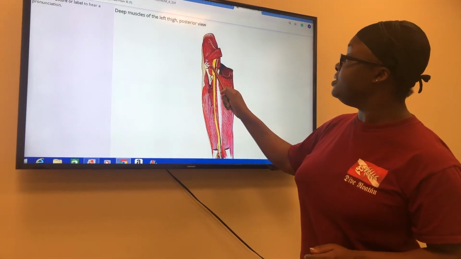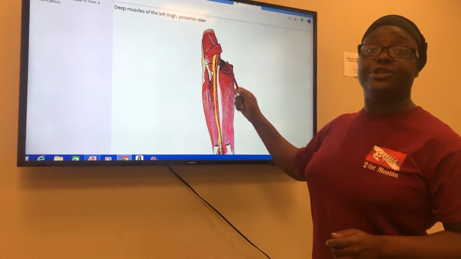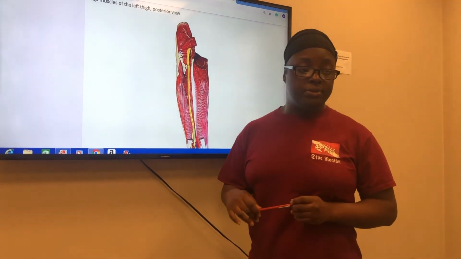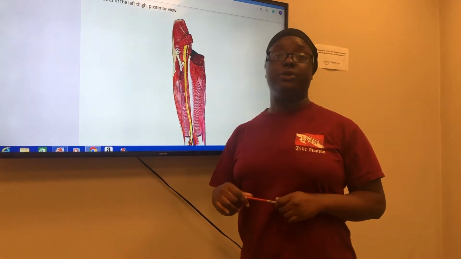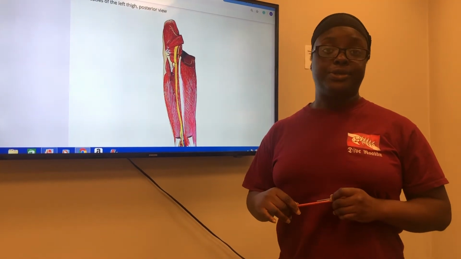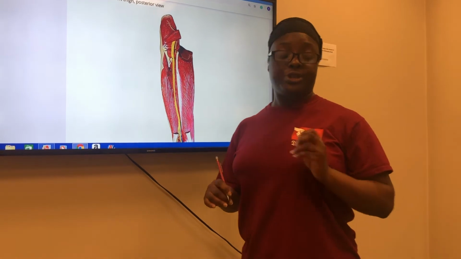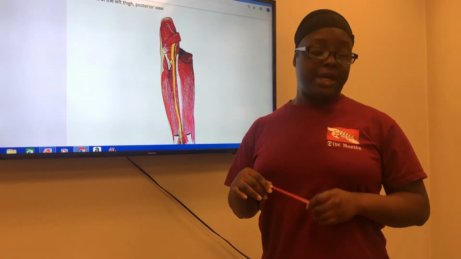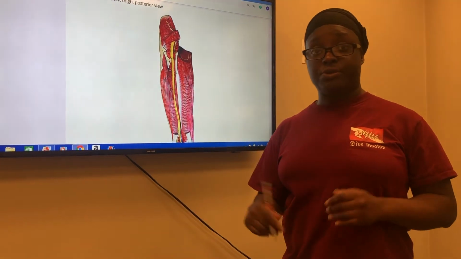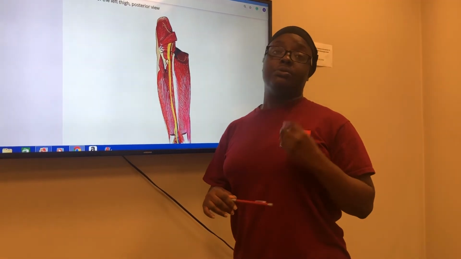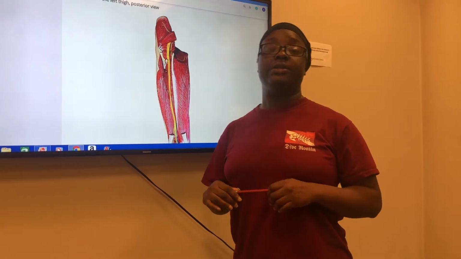This muscle here is the obturator internus. The origin is in the inner surface of the obturator membrane. The insertion is in the greater trochanter in front of the piriformis. The action, it also rotates and extends the thigh laterally. The nerve is L5 and S1.